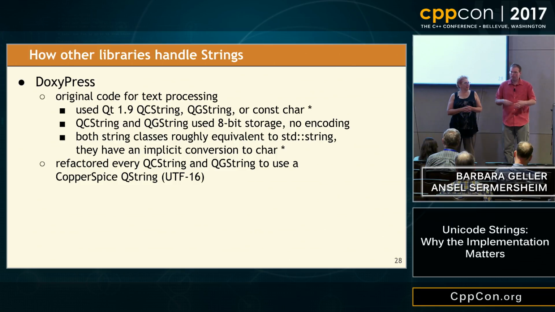So we went through and refactored all of this code to use the QString class from CopperSpice, which is UTF-16. And we figured that this would make a great improvement in the ability of DoxyPress to handle non-ASCII characters.